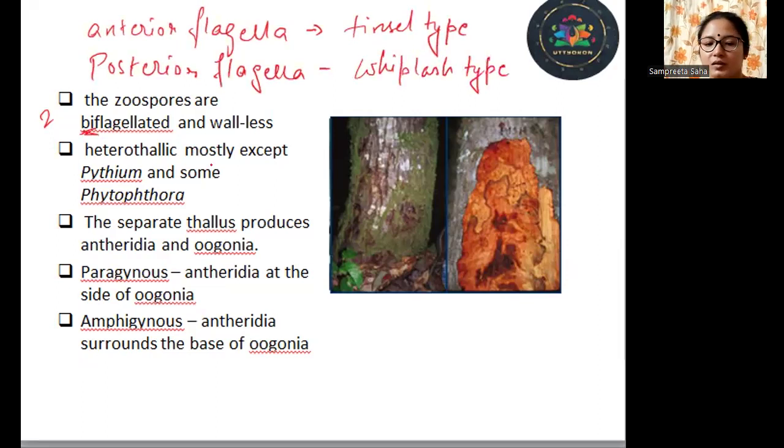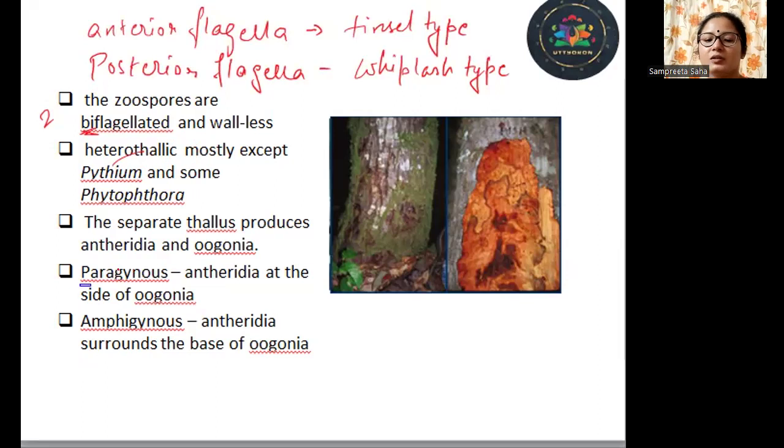Heterothallic mostly. So the group Oomycetes are mostly heterothallic. Now I told you fungi exhibit sexuality, right? So heterothallic means it's similar to heterosexual, the term we use for higher organisms. So heterothallic is the same. There are two thalli, each of different nature. So they are mostly heterothallic except Pythium and some species of Phytophthora.